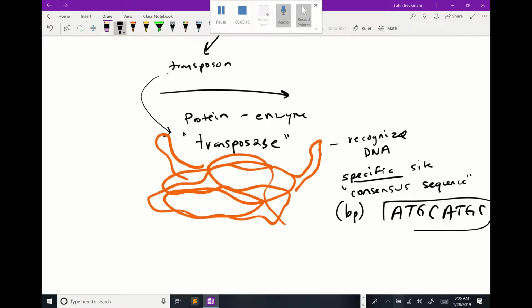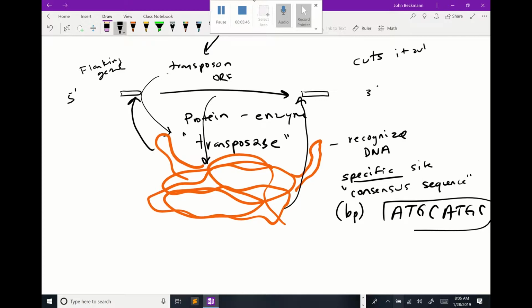Now, when you see transposons, you see these recognition sites flanking the gene on the 5' and 3' ends. And this transposon ORF makes a protein that grabs its own gene and cuts it out. So the transposase, the verb, the catalyst, it's a nuclease, and it's cutting this sequence out of the DNA, and then it moves it and inserts it somewhere else in the genome.